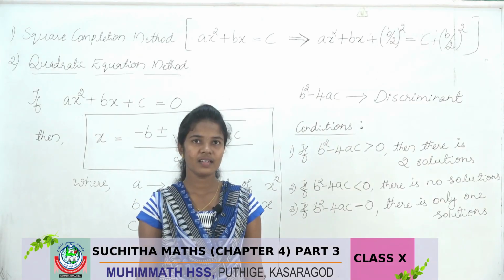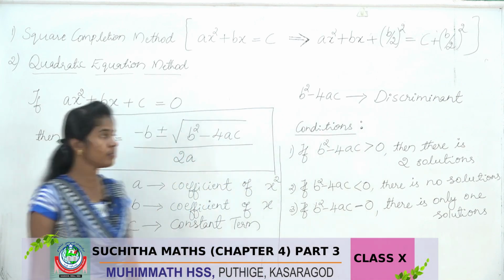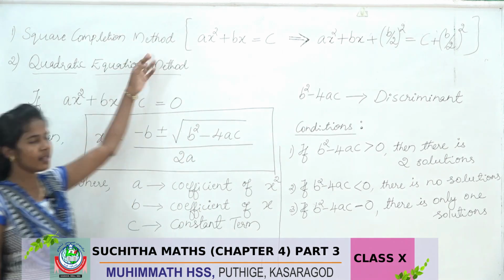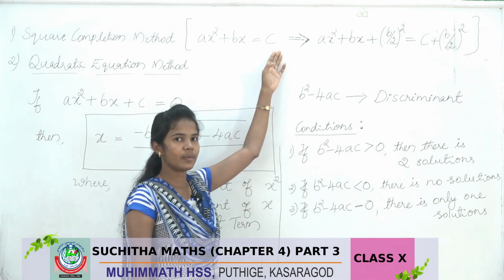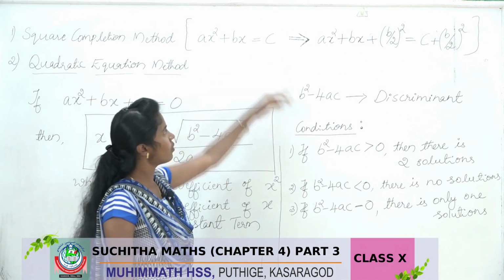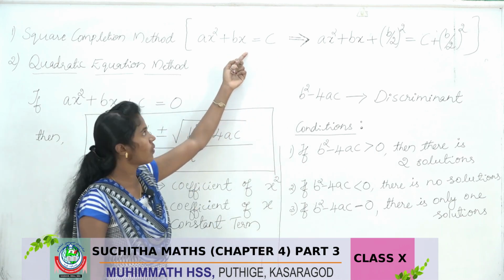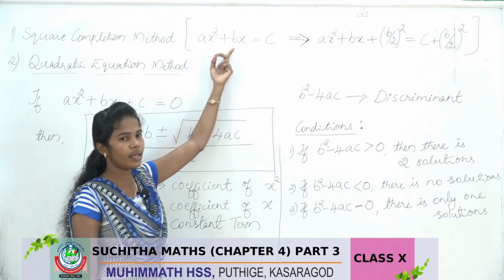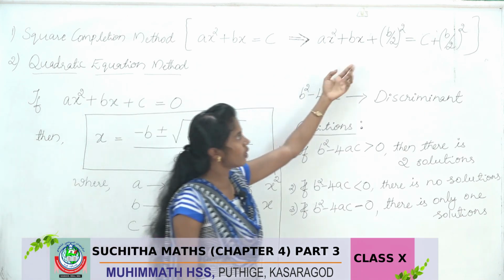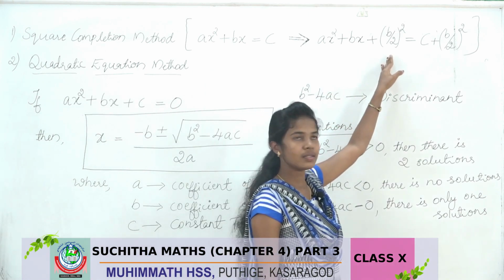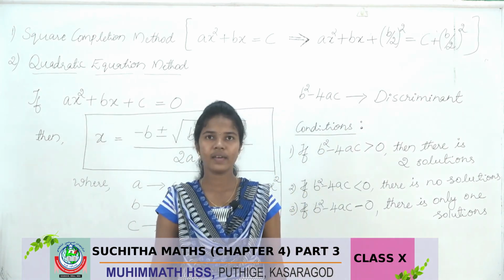Students, in the last class we discussed the square completion method. What is the square completion method? If the second degree equation is in the form ax square plus bx equal to c, then we have to add the square of half the coefficient of x. The coefficient of x is b and half the coefficient of x is b by 2. Add the square of half the coefficient of x on both sides. Like this we calculated the value of x.